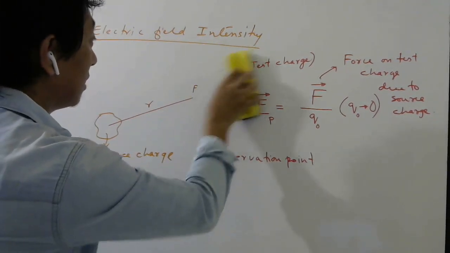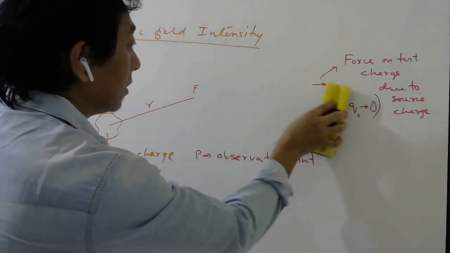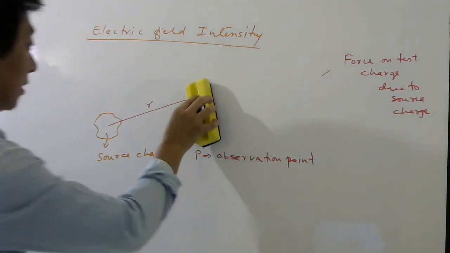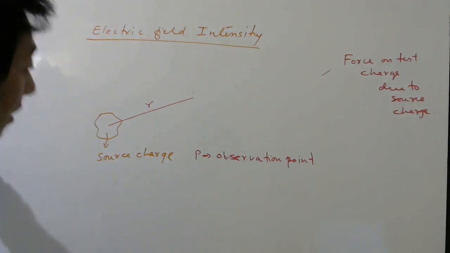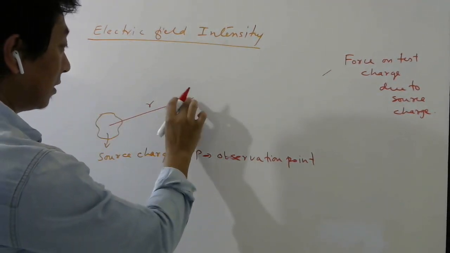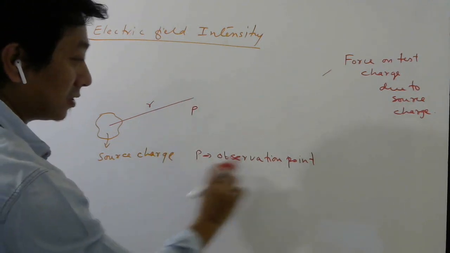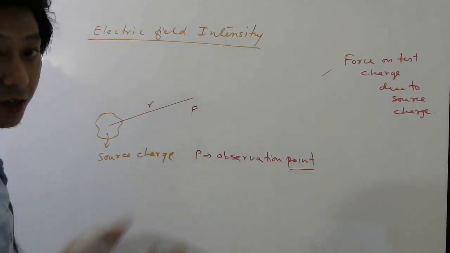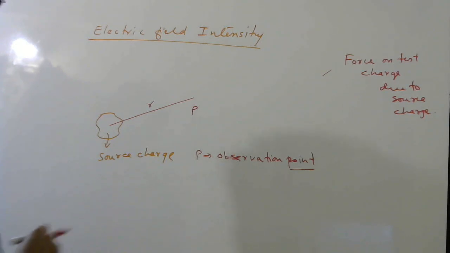The question was, here is a source charge and I want to know the electric field at this point. P is just a point. Points are everywhere in the space, right? Okay. So that's the question.